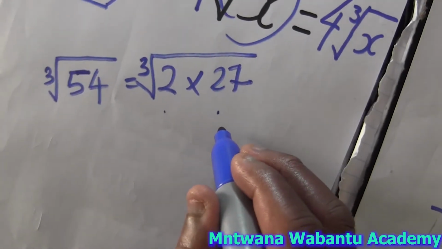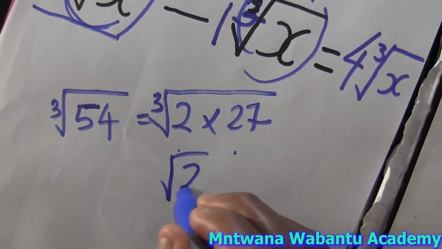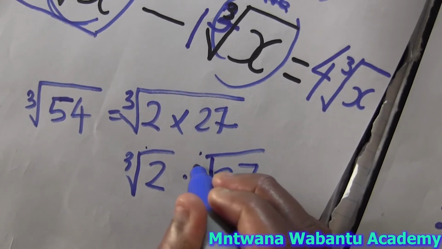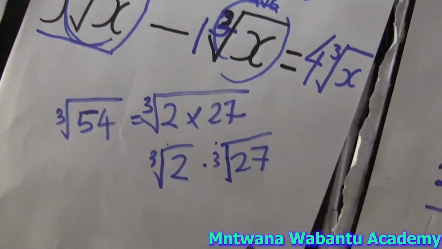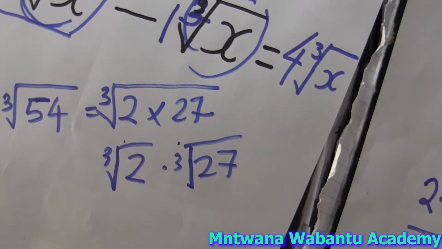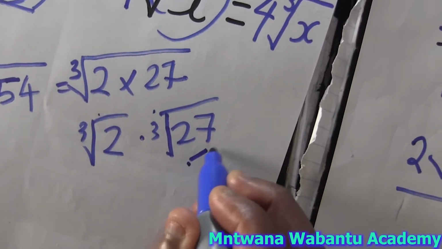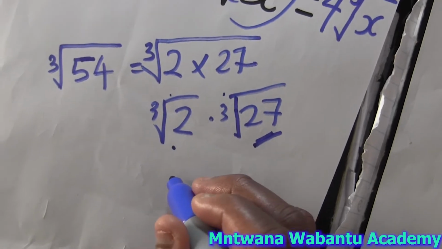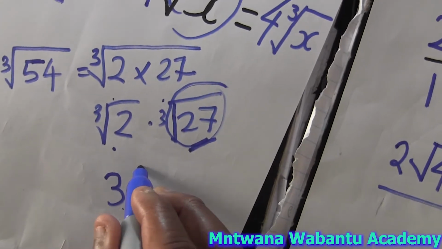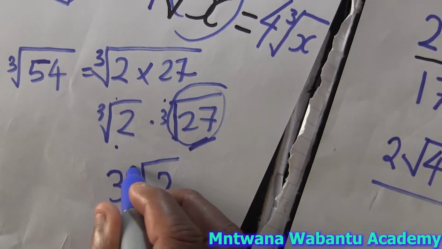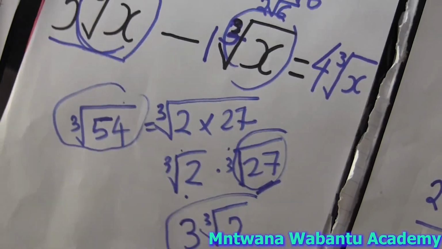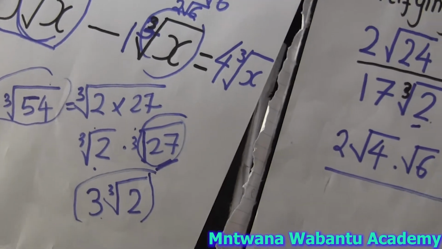Okay, what is 27? I can separate. I can say this is the cube root of 2 times cube root also of 27, because this is for both cube root. When you cube root 27, we're going to get 3. Which number when you cube root gets 27? 3. So here is going to be 3, and this is going to remain the way it is. So I'm going to write 3 first, and then write my cube root of 2. So instead of writing this, I'm going to write this. You know what I'm saying? Okay, let's go.